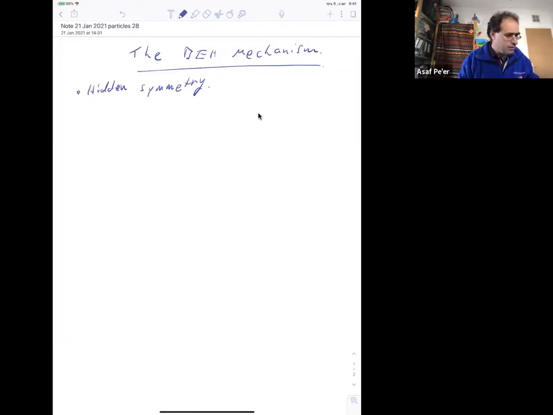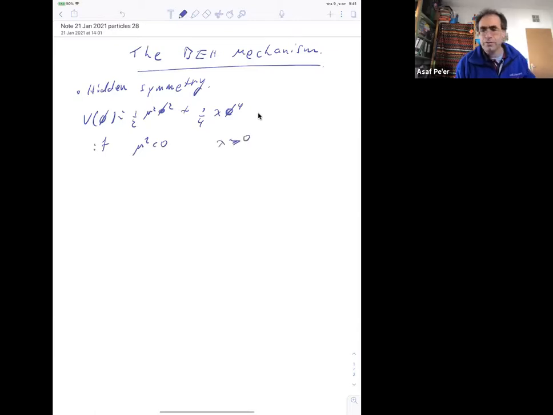But the basic implication is to assume that we have a term in the potential V of phi, 1/2 mu squared phi squared. So there is an extra term, which is of course a term of self-interaction. But then the idea is that mu squared is actually negative. Since lambda has to be positive for the potential to be finite, when we plot the potential, it looks something like that.